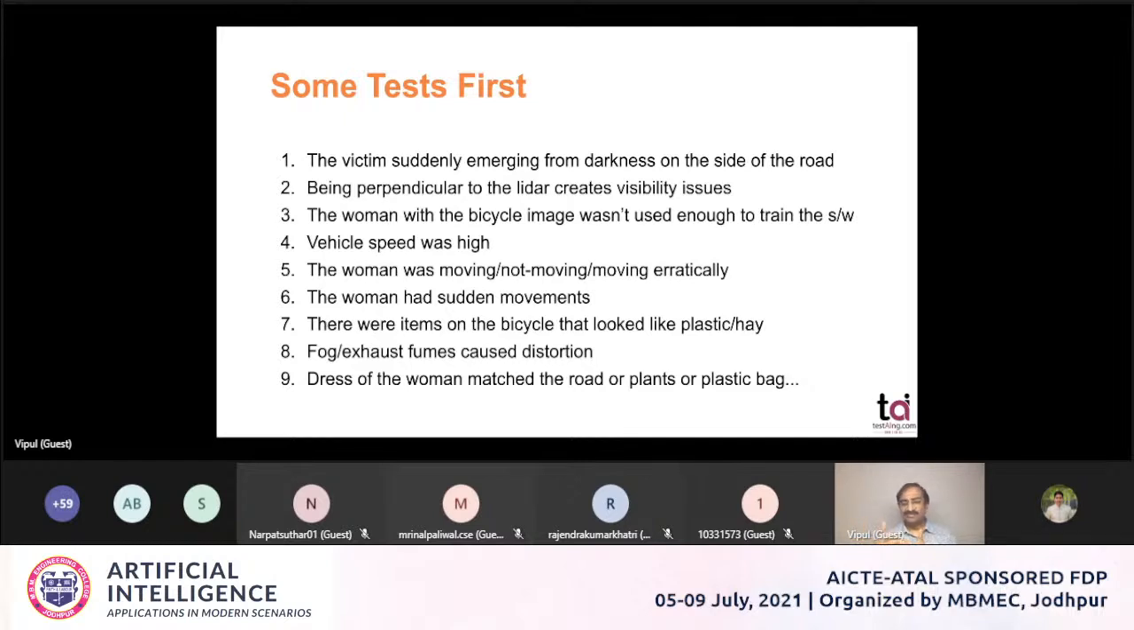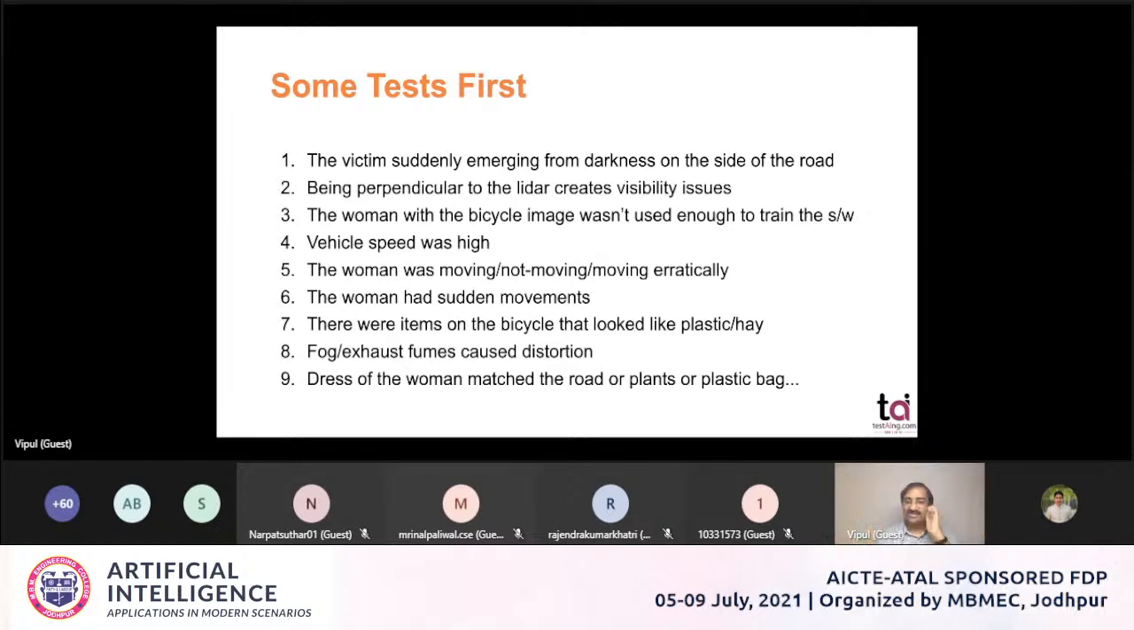Lidar has a problem. If something is perpendicular to it, the identification is not that good. Maybe that was the problem. Maybe women had been trained, all lighting conditions had been used, but a woman with a bicycle was never crossing the road, was never fed into the system to train. Or maybe a woman with the bicycle was fed, but just somebody who's pulling along a bicycle but not riding it was not done. Or maybe the bicycle had a lot of different objects.